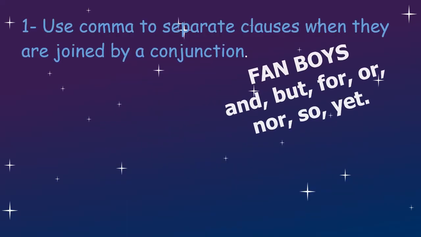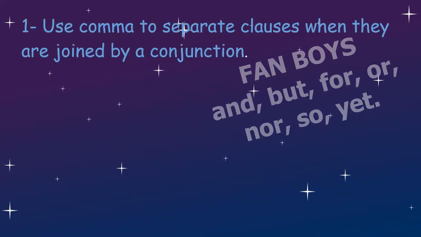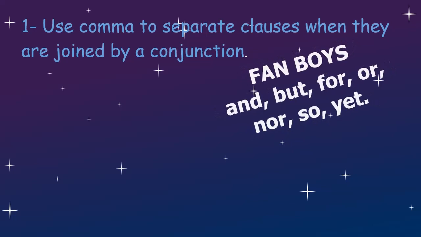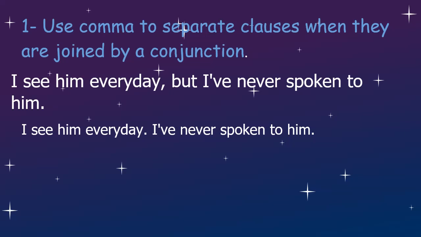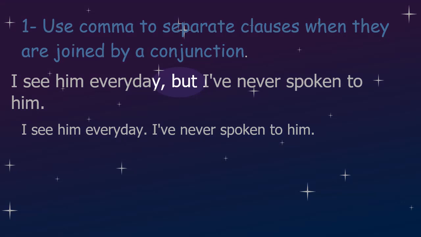The first use of the comma is to separate clauses when they are joined by one of the FANBOYS conjunctions. The first example is, I see him every day, but I've never spoken to him. If we remove the conjunction word, it will be, I see him every day; I've never spoken to him. As you can see, no conjunction word, no comma.